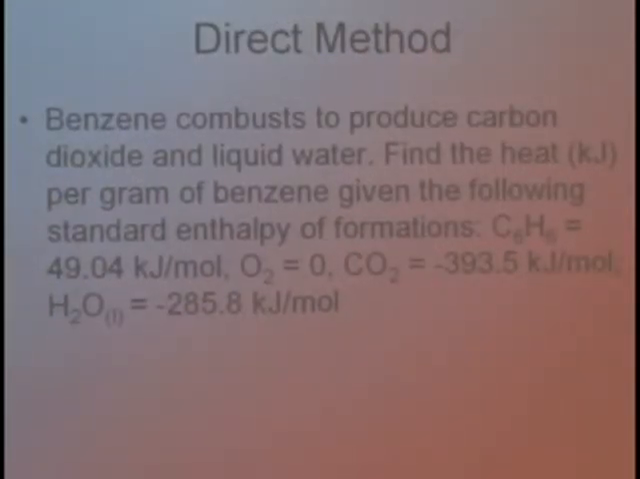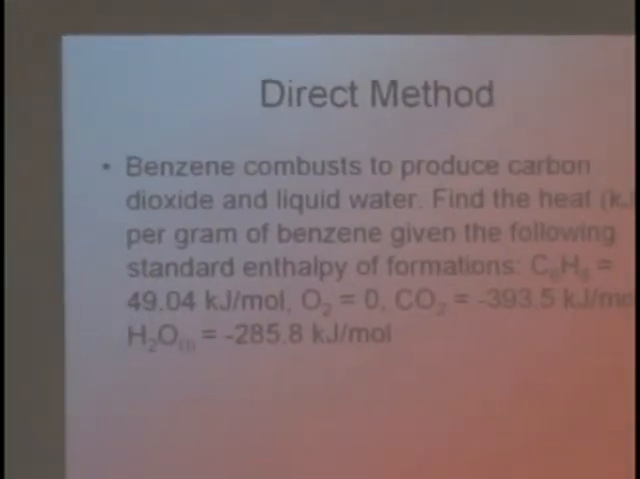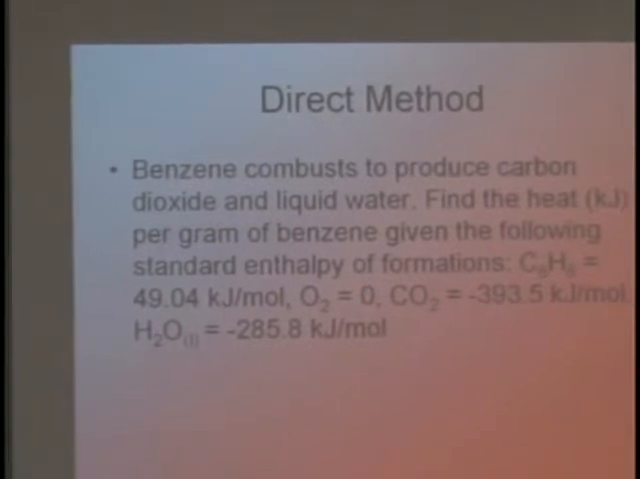Here's a question from the direct method. It says benzene combusts to produce carbon dioxide and liquid water. Find the heat, which is the kilojoules per gram, of benzene given the following standard enthalpy of formation values. So I give you the delta HF of all these different things. Once again, we need a balanced equation, because within that first enthalpy equation was the moles part of it.